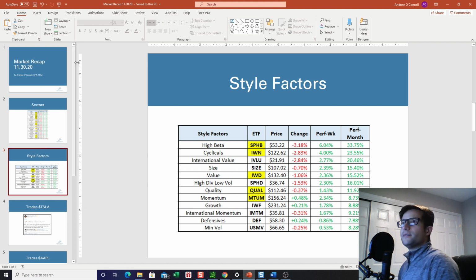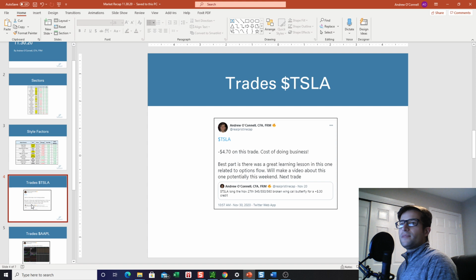And we'll take a look at some of my trades for today. Let's take a look. This one actually expired worthless last week. This one was a loss, down $4.70 on this trade. I just listed here cost of doing business. And this is important because I like to show this, because not every trade that you put on will be a winner. And this is one where I lost the trade.